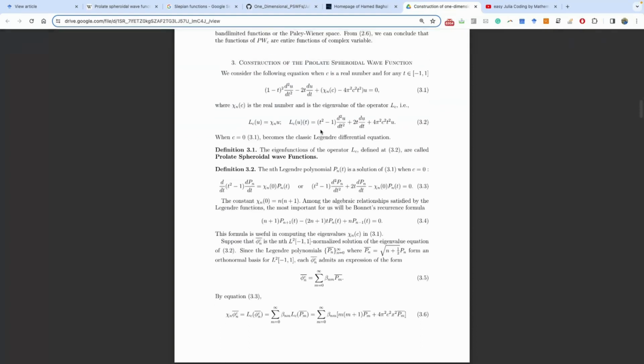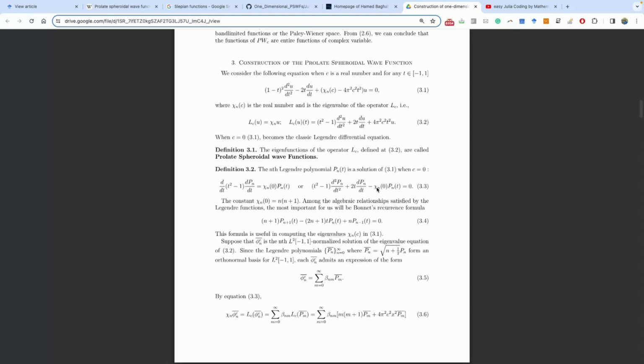This is an immediate reference for understanding Prolate functions. The Prolate functions are the eigenfunctions of the L_c operator. The L_c operator is this one here. If we put c equals 0, this will simply be the differential equation for the Legendre polynomials, which is given here. It is the same as this equation, but in this equation, c is equal to 0.